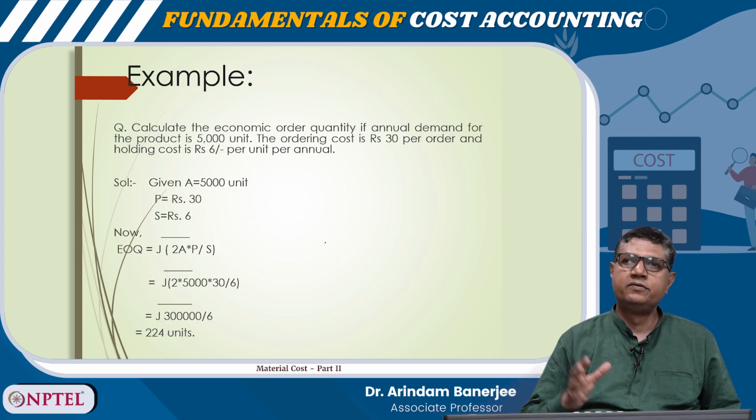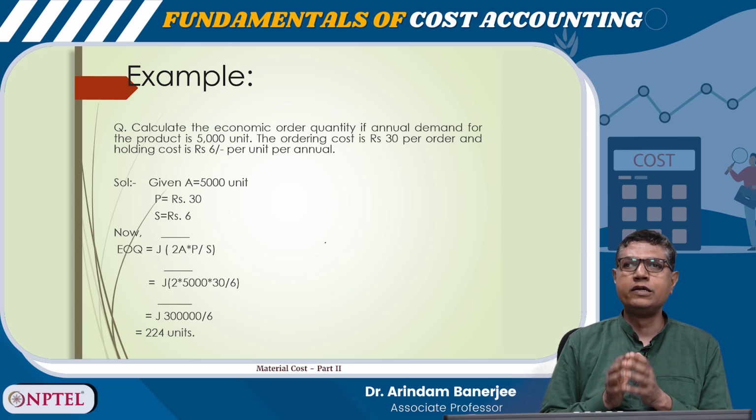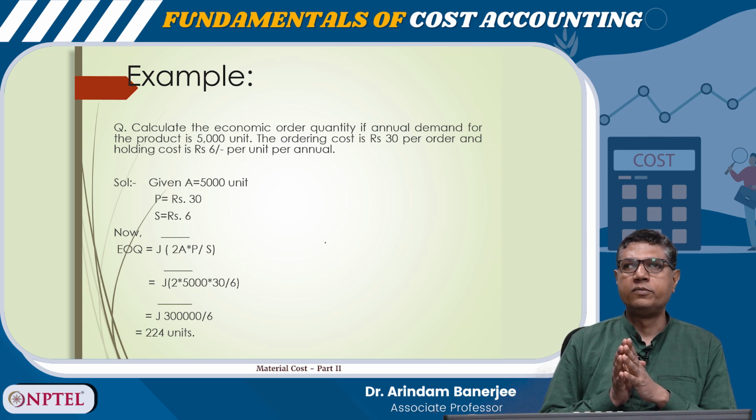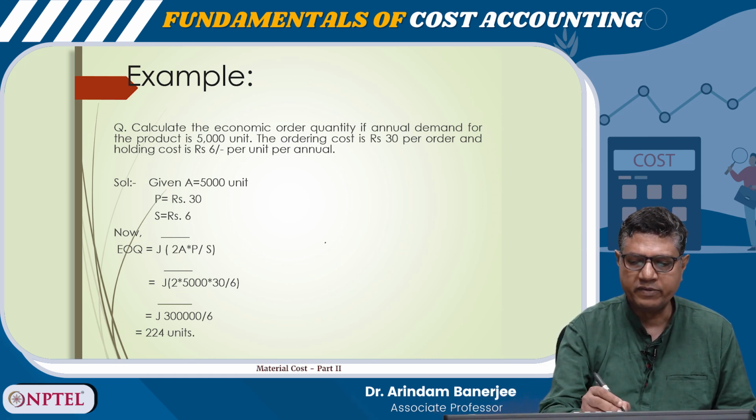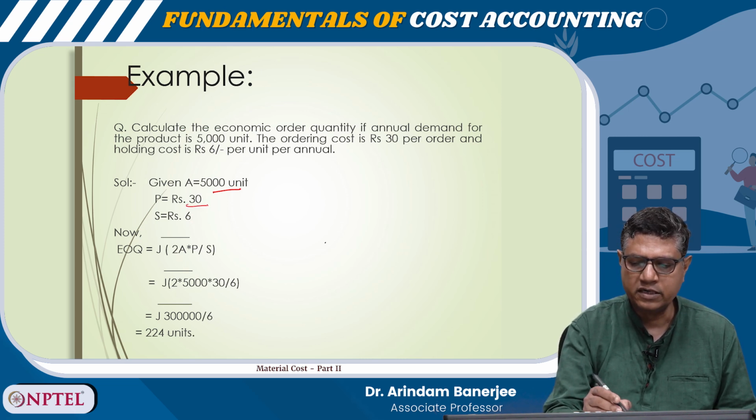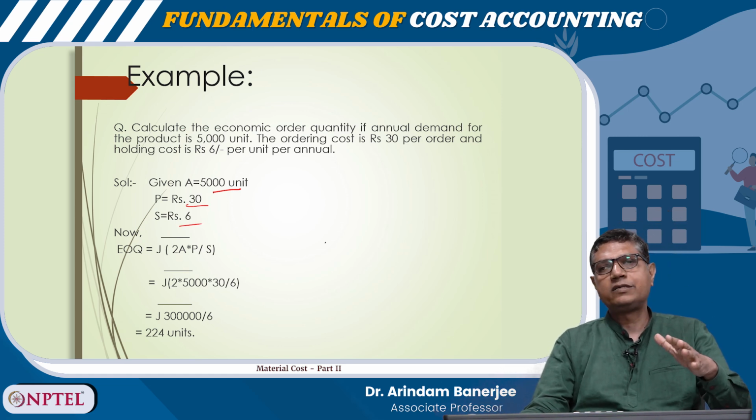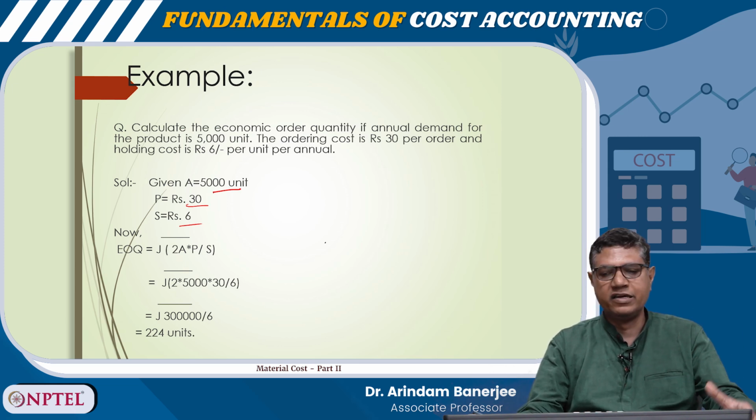Now we will look at one example. As I said, EOQ tells us how much to order at one point of time. Now, what is the formula? Root over 2AP by S. In this problem, the annual demand is 5,000 units, the P, the ordering cost, is 30, and the carrying cost, the holding cost, is 6. What is holding cost? The cost the company is incurring for holding the material in inventory.